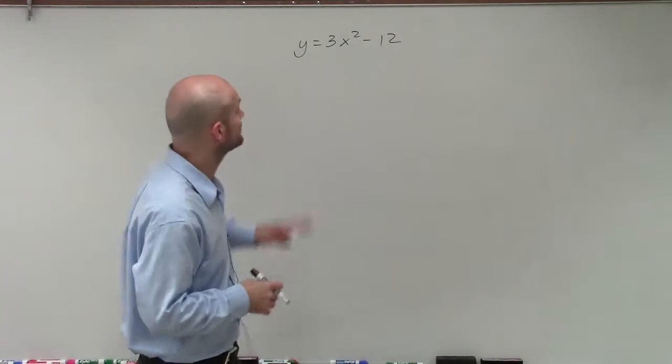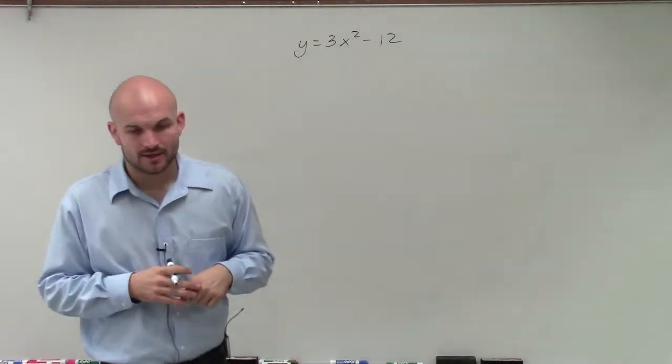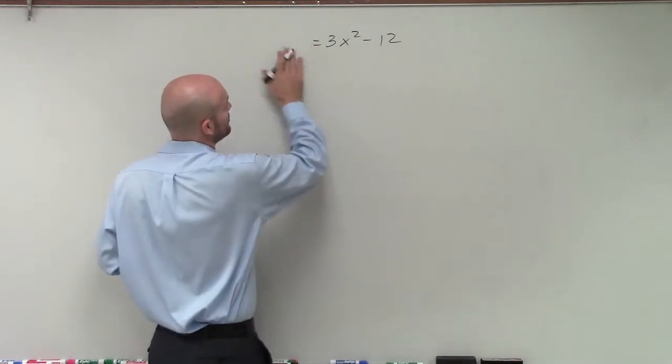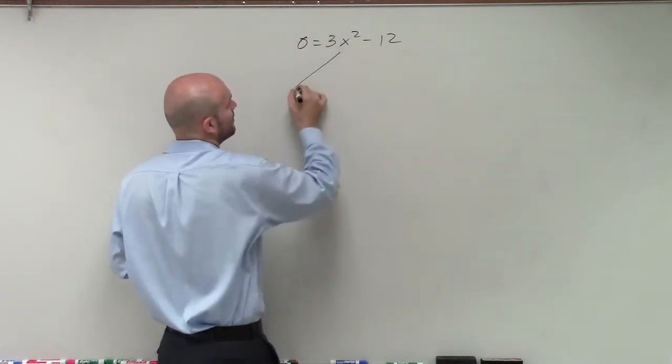Welcome. So what I'm going to do is I'm going to show you how to solve this by using the square root method, but actually in two different ways. So remember, we're solving by square root method, so that's going to equal 0. And I want to show you two different ways.